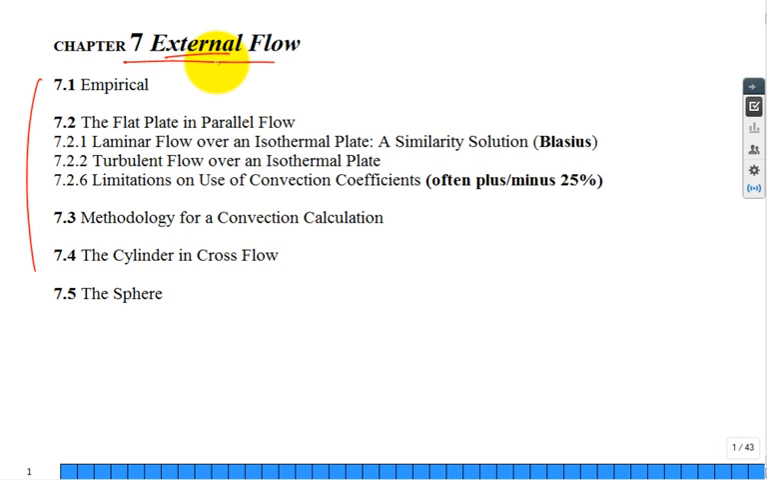Okay, inside of heat exchangers. But this would be on the outside. Over a building, over a wall, over a fin, something where it's external. Okay, first part, 7.1. What's the title? What is that word? Empirical.